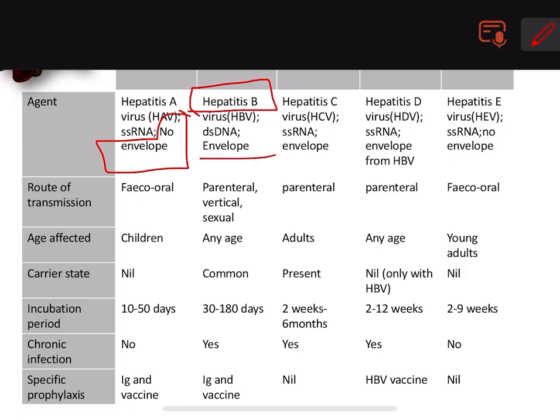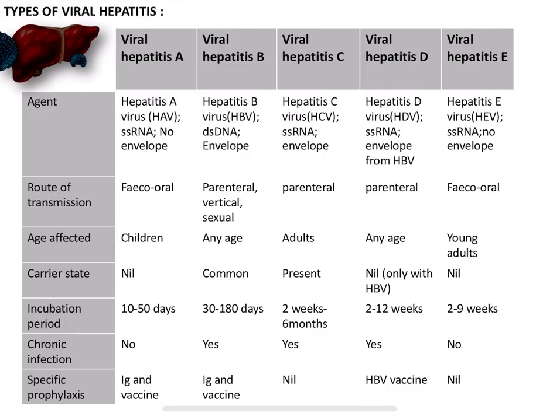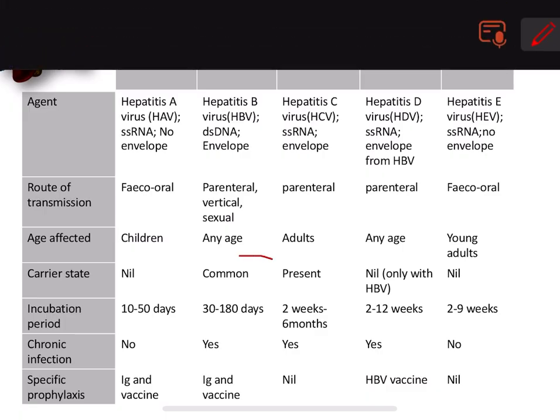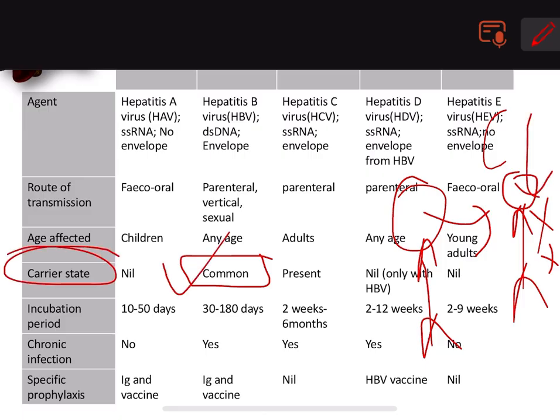The route of transmission is parenteral route, vertical, and sexual. The children are commonly affected in hepatitis A, whereas hepatitis B can affect any age. The children, the adults, older people, all of them can be affected by hepatitis B. The carrier state is very common. So if the person is infected, then the wife can have hepatitis B. She can be a carrier with no visible signs and symptoms, but still the person can be infected. So the carrier state is common.